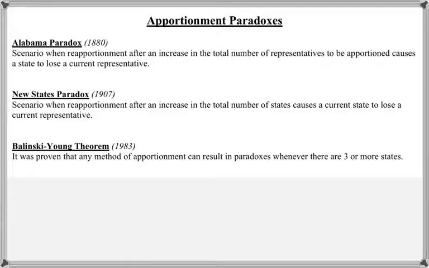This section is on apportionment paradoxes. So these are some issues that can arise with the apportionment methods. The first is the Alabama paradox, which is a scenario when reapportionment after an increase in the total number of representatives to be apportioned causes a state to lose a current representative.